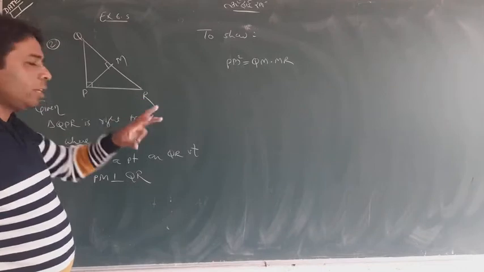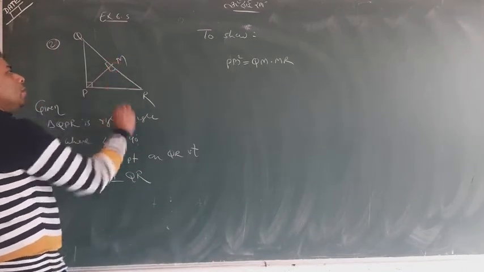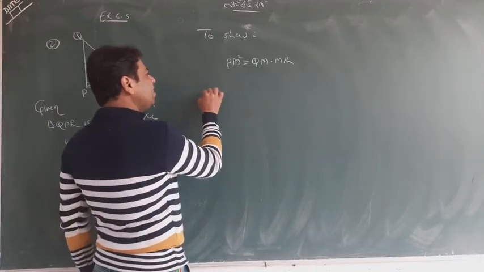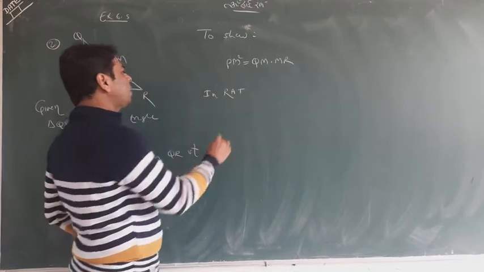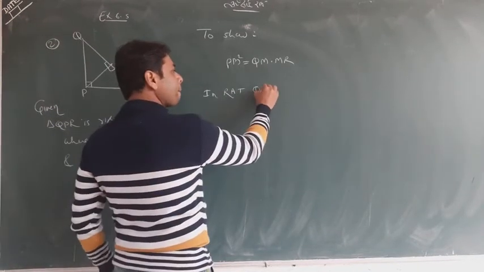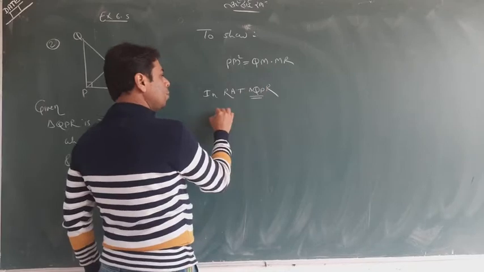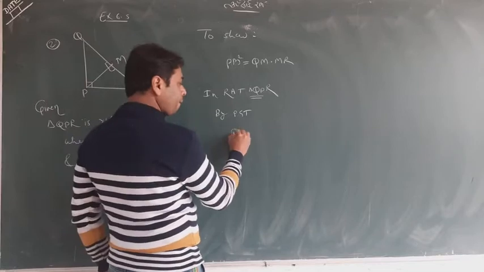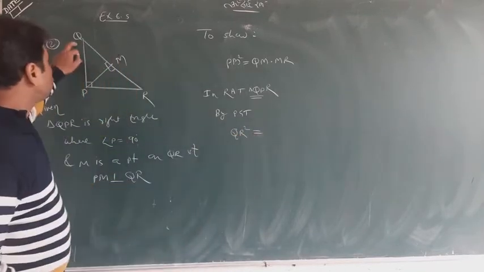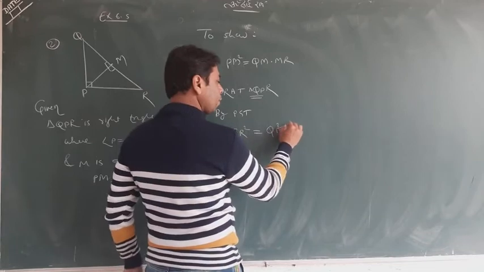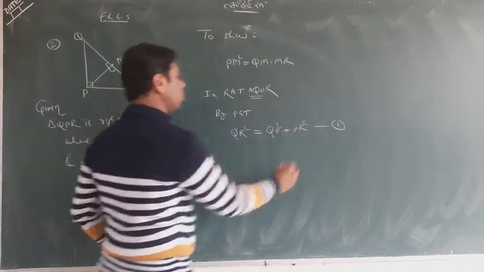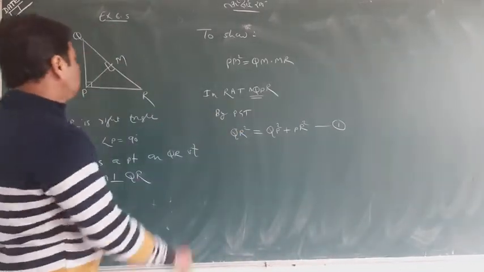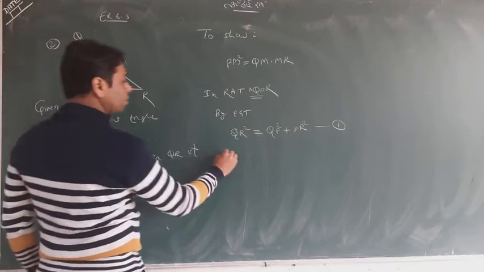Look at this question, it is nothing hard. I can see here three right angle triangles, and I will take all. First, it's a big one. Second is this, and third is this. So, in right angle triangle QPR, by PGT, QR square is equal to QP square plus PR square. QP square plus PR square equal to QR square. That is the first one.